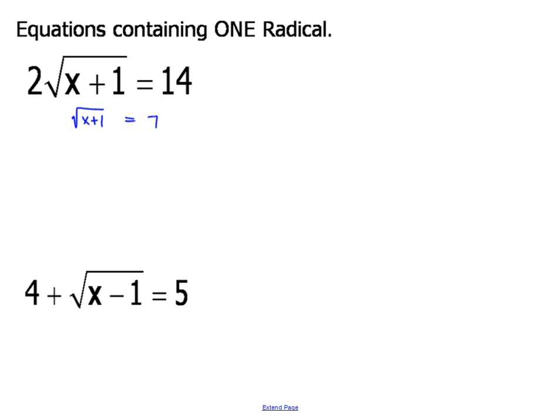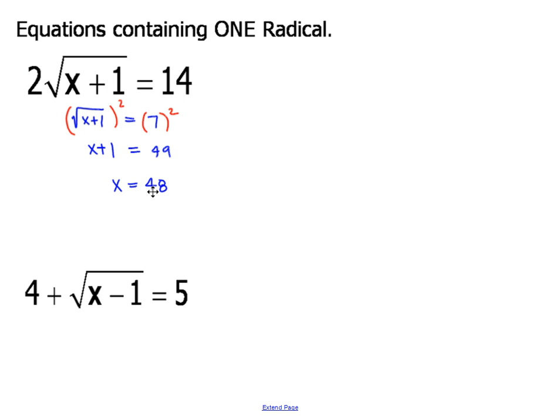The next step is to raise both sides to whatever the index or root is. So this, because there's no number, makes this the square root. So the index is actually 2. So I'm going to raise both sides to the second power. When I do that, the square root and the square cancel out, so I'm left with just x plus 1, the radicand, on the left. On the right, I have 7 squared is 49. Now my last step is to solve for x. So I would subtract 1 from both sides, and I would get that x equals 48.